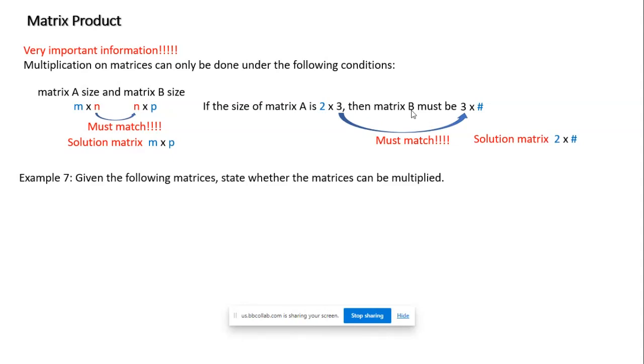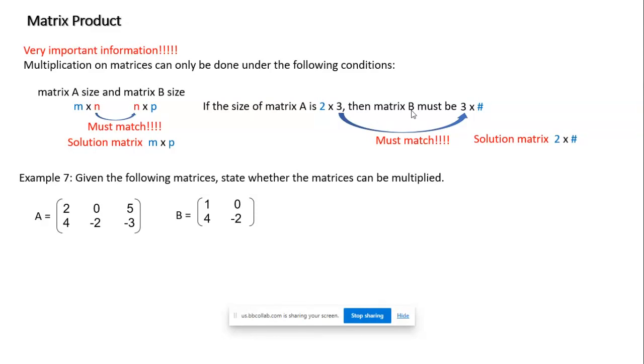Given the following matrices, state whether the matrices can be multiplied. Let's first review if we can or cannot multiply matrices together. Then we'll do one that we will multiply. Okay, so first let's start with this. I give you matrix A, which is a 2 by 3 matrix. And let me give you B. B is a 2 by 2 matrix. Can I multiply these two matrices together?